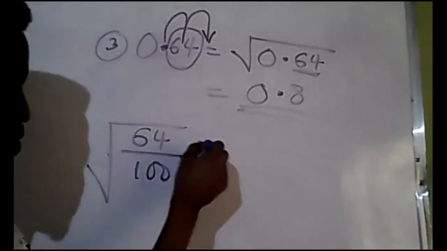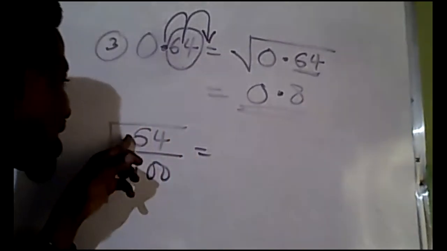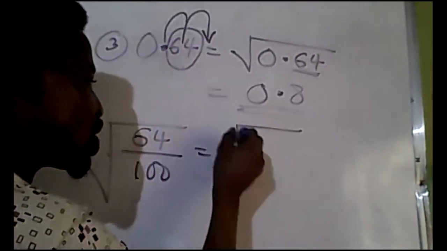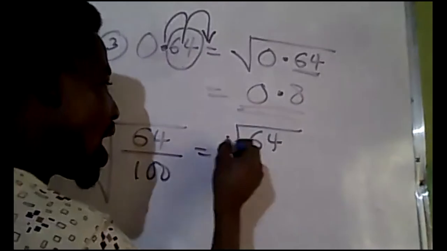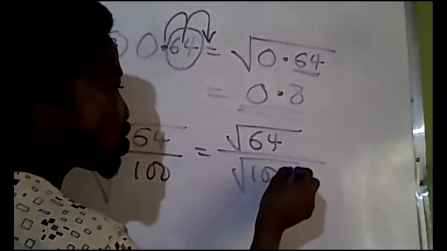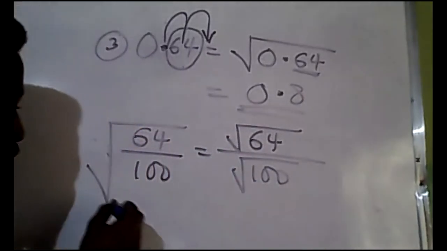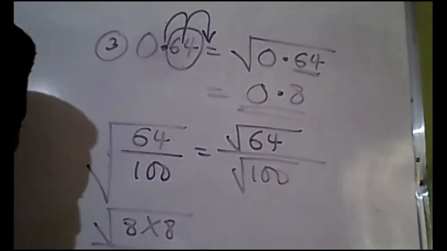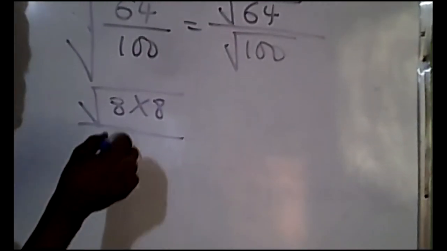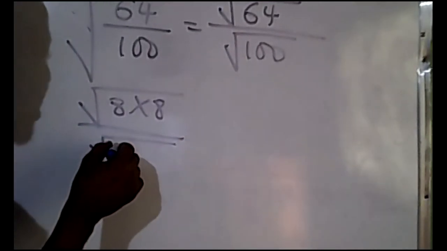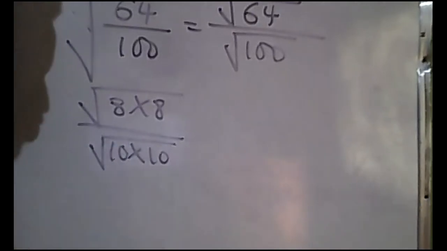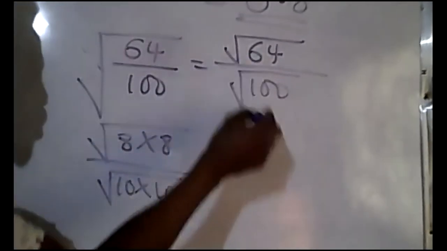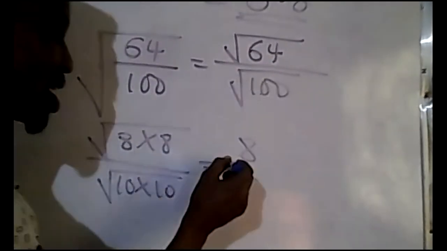So you see there. The next thing is to find the square roots of these fractions individually. So find the square root of 64 and the square root of 100. We know that the square root of 64 is 8 times 8. And we also know that the square root of 100 is 10 times 10. Are you following? Therefore, the square root of 64 right here is 8, and the square root of 100 is 10.